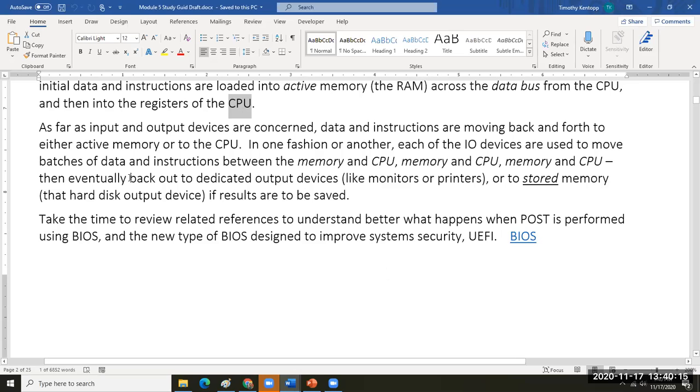Now, data and instructions are moving back and forth between the CPU and RAM. That happens a lot. It's very high performance. It happens very quickly, and RAM is very close to the CPU. That is why on motherboards, on system architecture, you always, how often? Always see RAM next to what? The CPU.